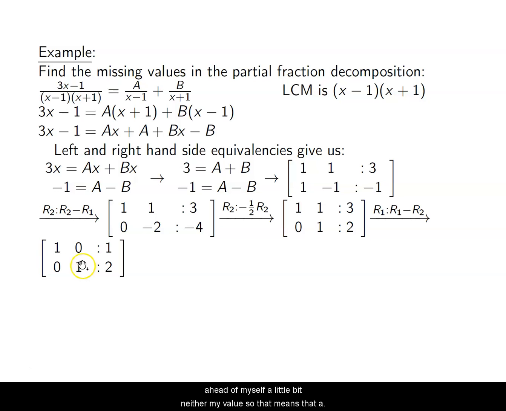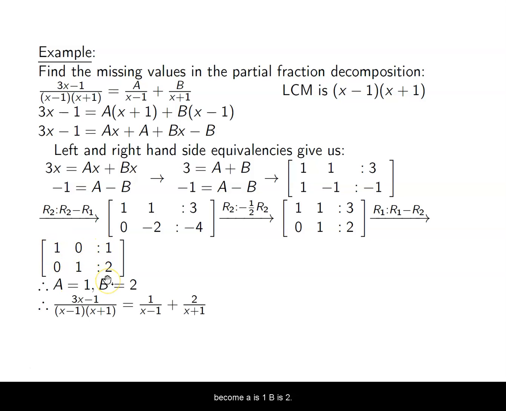And these are my values. So that means that A, because this is the A's column, the B's column, A is 1, B is 2. Okay. So if I gave this problem to a student, this would be their answer. Right? So that's partial fraction decomposition. And that is our last example. Okay. Hope you enjoy this.